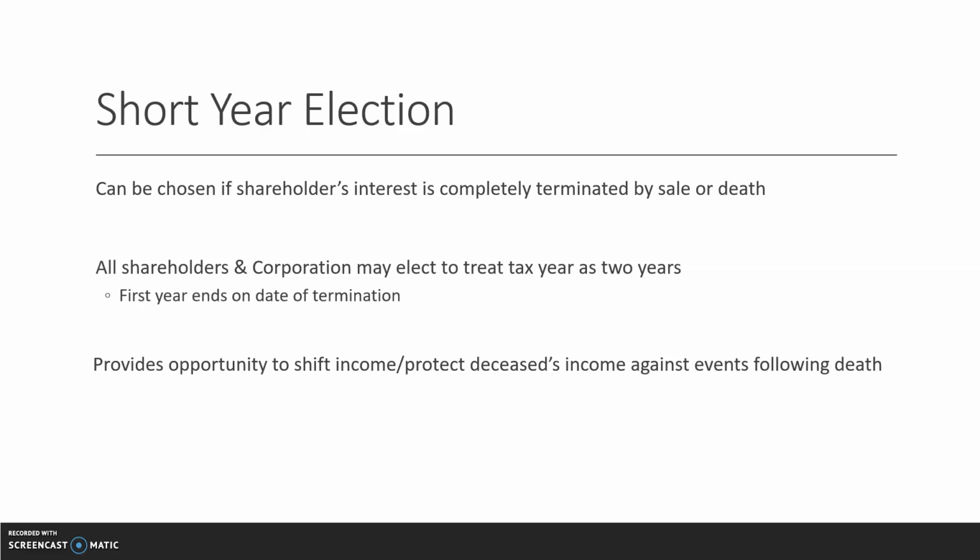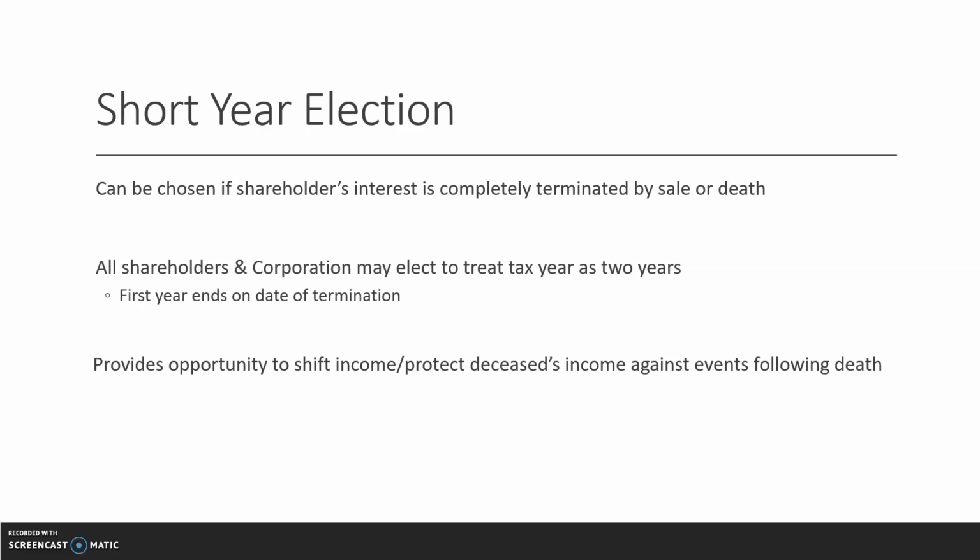Now, short year election. Let's say that someone sells off all of their stock in the company or someone passes away. All of the shareholders in the corporation can come in to elect to treat the tax year as 2 years. So middle of the year in June, someone sells off all their ownership. Everyone can get together, decide that they want to just treat that as a separate year. And so what this does is it allows the opportunity to shift income between the 2 years.